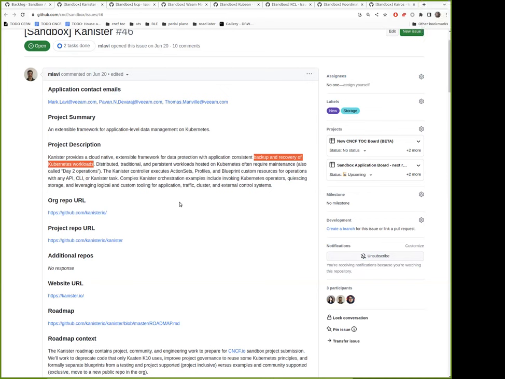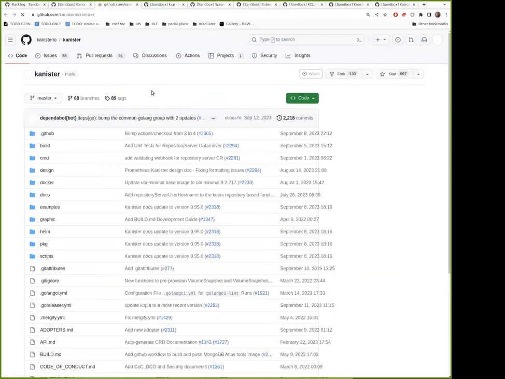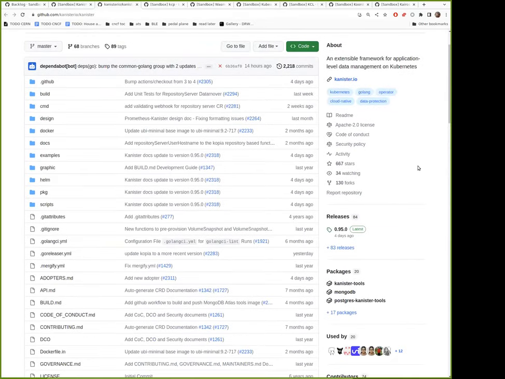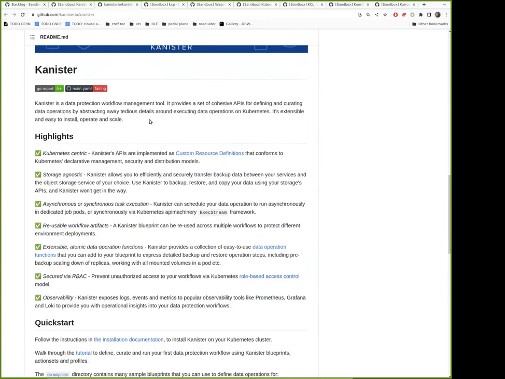So I've used Canister before, and the best way of describing it is it provides workflows for different stateful workloads to allow you to do things like quiescing databases and things like that before you actually do snapshots and backups. So it's not actually the backup tool. It's the tool that you use with your backup tool to safely back up your databases, kind of thing. It's for more complex backups.